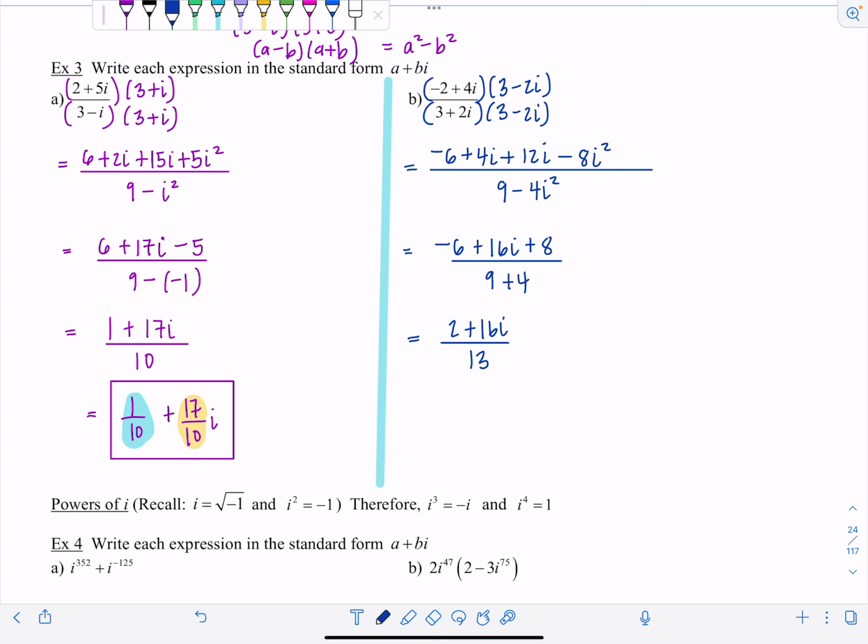And then we don't leave it like that, right? No, no, no. We're going to split up the real and imaginary part. So 2 over 13 plus 16 over 13i. And that's it.